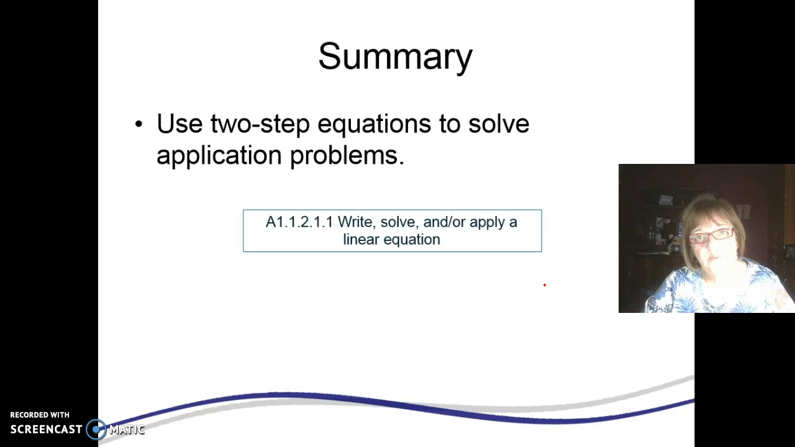Okay, so I hope that helped a little bit on solving these simple two-step equations and putting them into real problems that we can apply to real life. Go back and watch this again for a little more clarity, because I know these can be very confusing at times, but you guys can do it. You are so smart. You won't have any trouble with it.